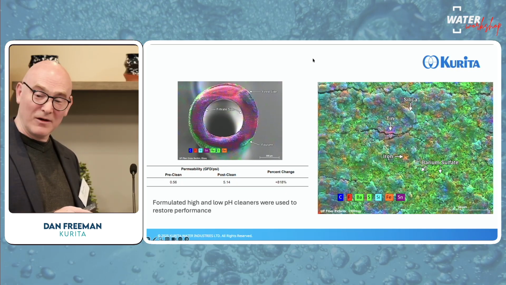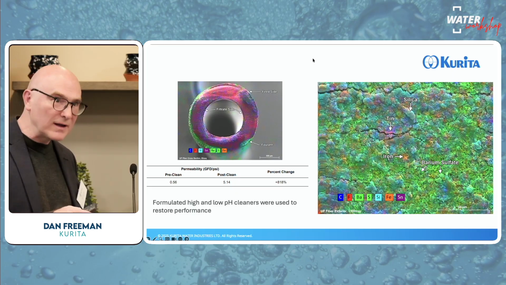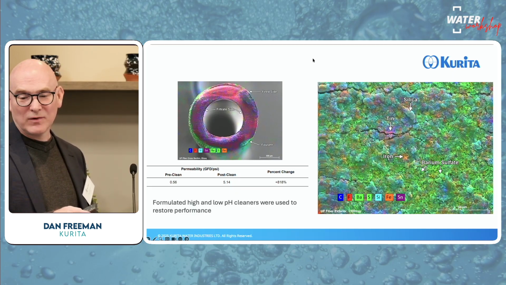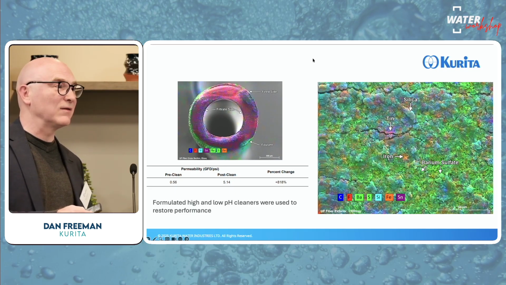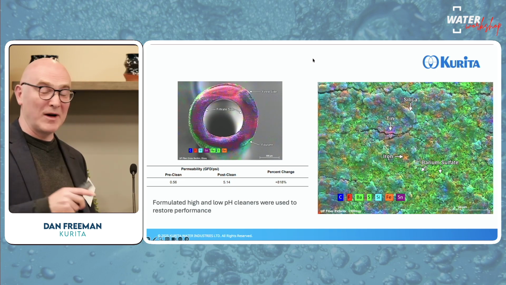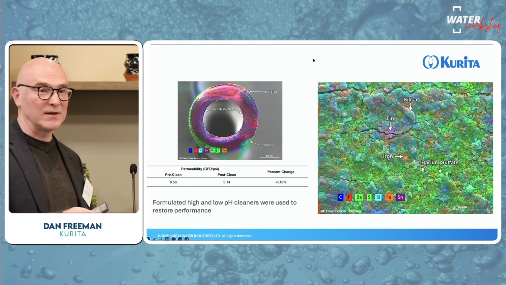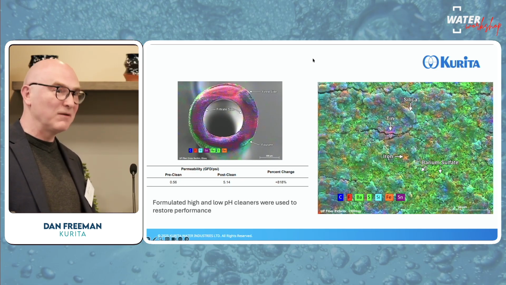The primary foulant in this case was barium sulfate. Barium sulfate is something that is relatively easy to clean off if you use the right cleaner. And we were able to recover this membrane. You can see an improvement, 818% improvement in the permeability after cleaning this membrane. So you can see how poor it was before we started and how we were actually able to recover this particular system. So just knowing exactly what's on the surface of the membrane is really valuable.